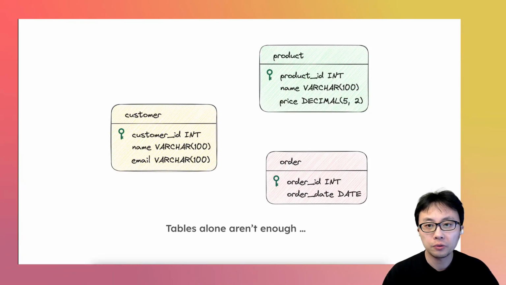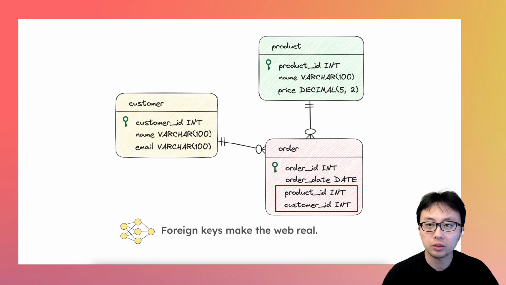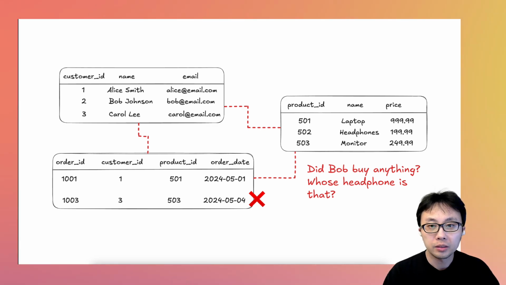A database is more than just a collection of tables. It's a web of relationships. If you have ever struggled with broken data, confusing drawings, or unexpected deletes, the root cause might be right there. Let's define what related tables are and how foreign keys hold the web of tables together.